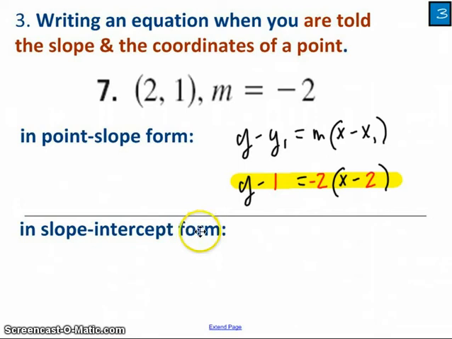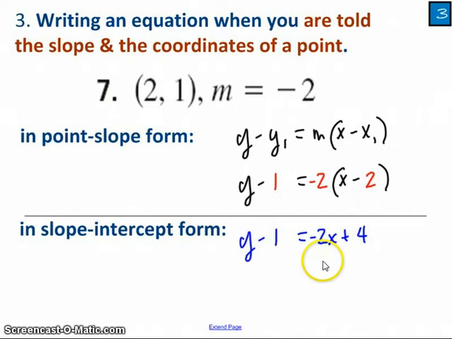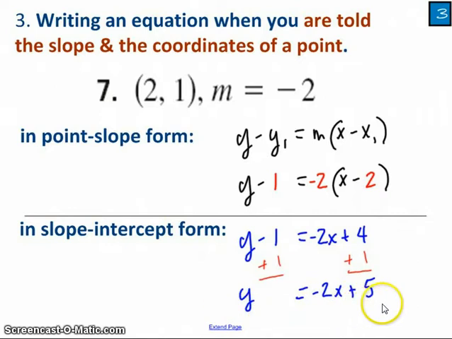If you want to turn it into slope-intercept form, one way to get there is to work from point-slope form first. Since point-slope form is so easy with this particular setup, when you're given a point and a slope, you can work from there. Simply distribute this -2 as I've done here. Move that -1 over to the other side, and you end up with this equation, y equals -2x plus 5, and that is your equation for this scenario in slope-intercept form.